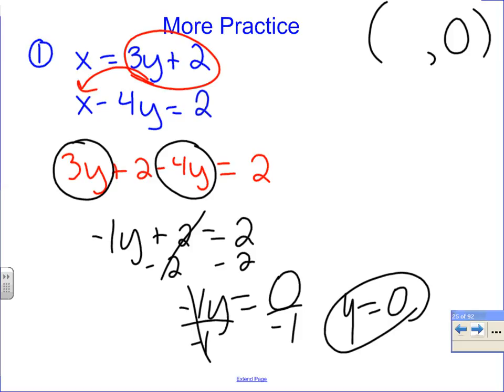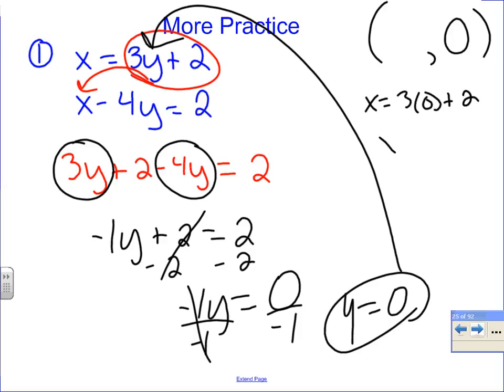Plug 0 in for y. Technically, you can use either equation. As Will said, the first one's easier because it's already in x equals form, and x is what we need to solve for. So we have x equals 3 times 0 plus 2. 0 times anything is 0. So you get x is 2. So the solution to that system is 2, 0.